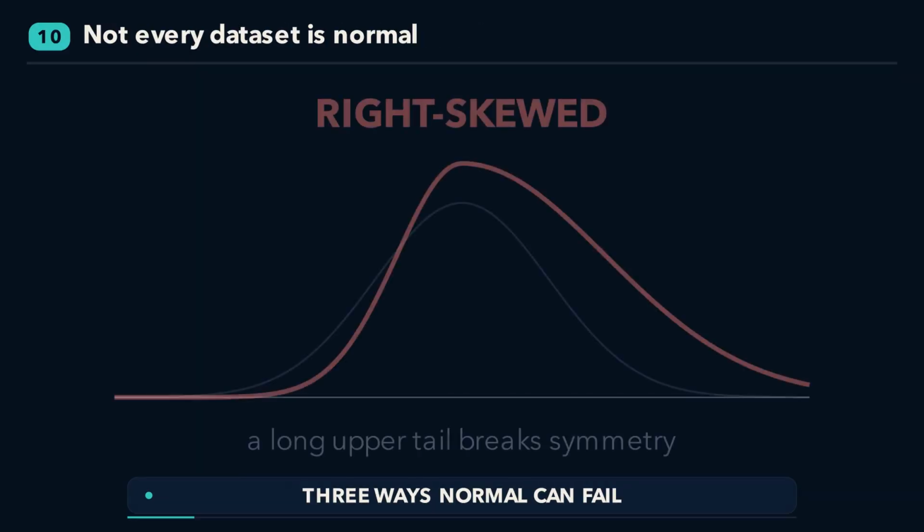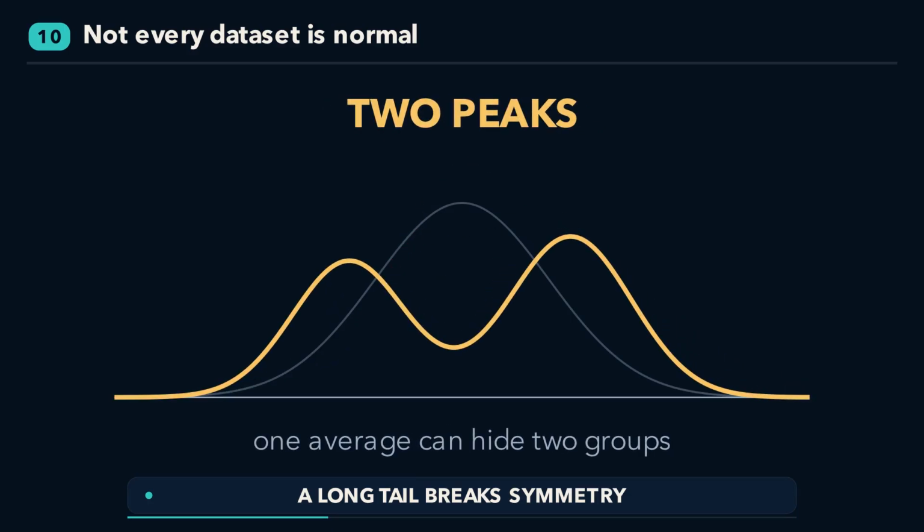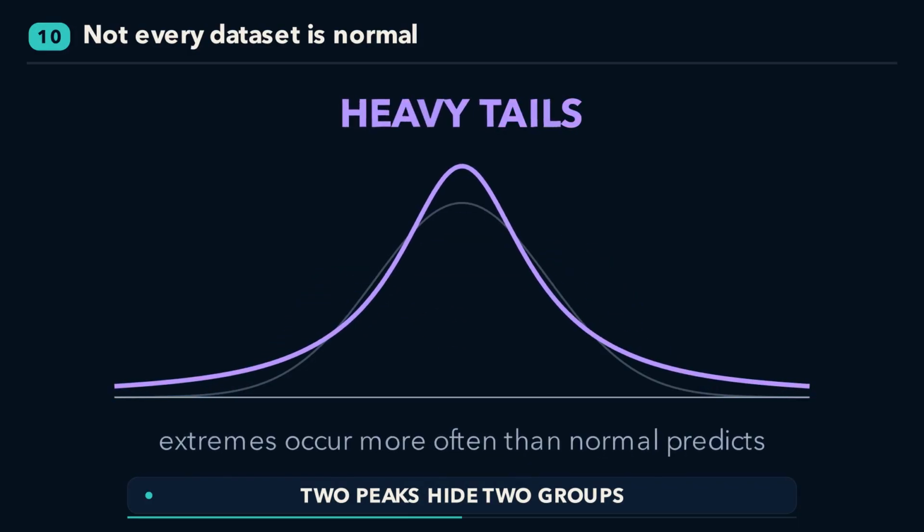Here are 3 shapes the normal model can miss. Income is often right-skewed. A long upper tail breaks symmetry. A mixture of 2 groups can have 2 peaks, hiding important subpopulations behind one average. Some processes have heavy tails, producing extreme values more often than a normal curve predicts. Calling all of these normal would erase structure. A histogram can also look roughly bell-shaped with too little data, so appearance alone is not proof.